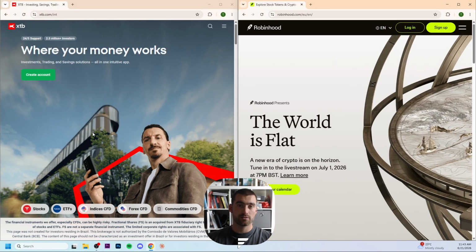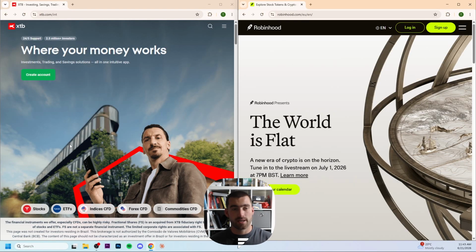If we look at the trading tools, XTB has advanced charting, CFDs, stocks and ETFs, and Robinhood has stocks, ETFs, options and basic crypto trading tools. If we look at the interface, XTB is trader focused and streamlined, and Robinhood is extremely simple and beginner friendly. So when you have zero experience with trading, I recommend you use Robinhood. And if you have a little bit more experience, I recommend XTB because they have a little bit more options to go further in the tools.